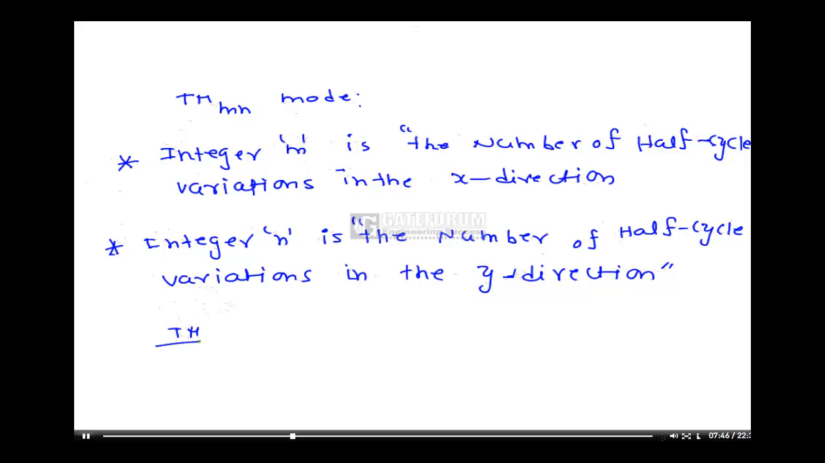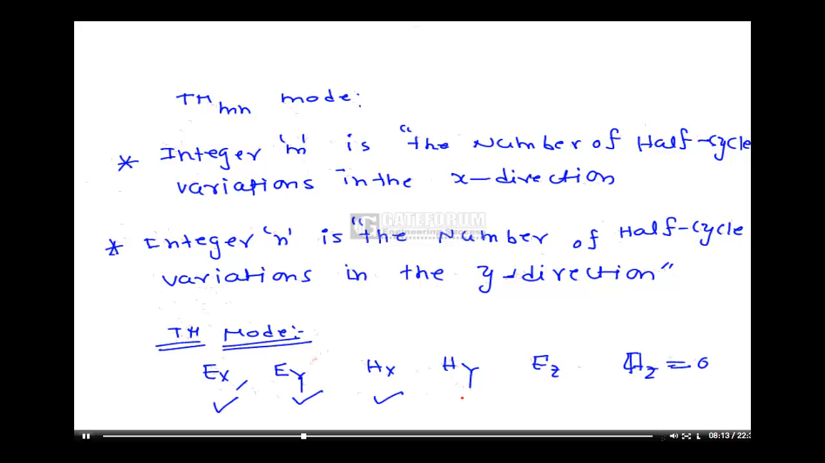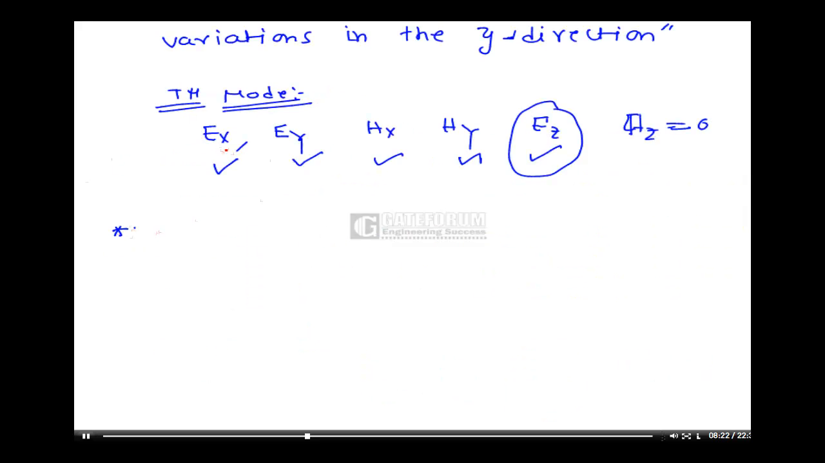Since this is a TM mode, what does TM mode mean? Ex exists, Ey exists, similarly Hx exists, Hy exists, Ez exists, and Hz is equal to 0. So Ex, Ey, Hx, Hy, Ez exist. Here we have given only the equation for Ez. Another important point here is, of course, I am not giving equations for Ex, Ey, Hx and Hy. So you can refer to any standard textbook for these equations.